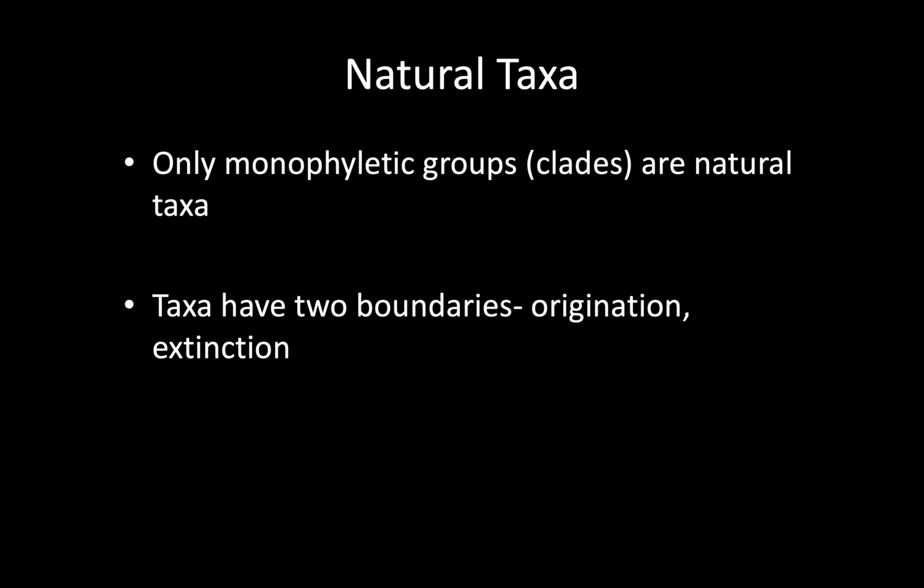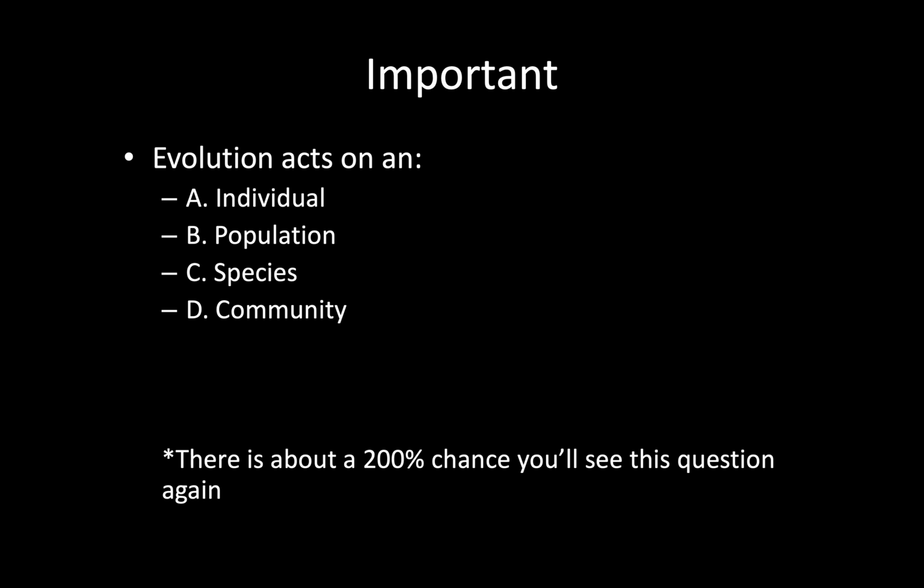This is an important part here. Only monophyletic groups are natural taxa. And what this means is, in evolution, we only want to look for monophyletic groups. Otherwise, nothing we're looking at makes sense. And I'll show you what that means here in just a second. So first, before we get started with how this actually works, let's go through this here.